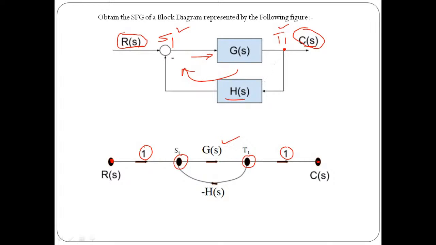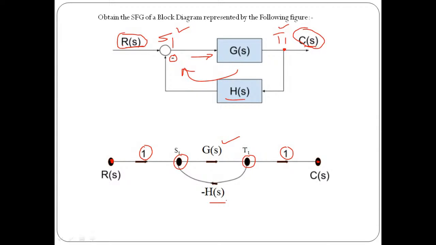In the same way, between T1 and S1 we have a feedback path. So between T1 and S1 we have a feedback path of gain exactly equal to minus H of S. That's why. So this is a simple technique. If you apply this technique, you can easily find the equivalent diagram of the given block diagram into its corresponding signal flow graph.